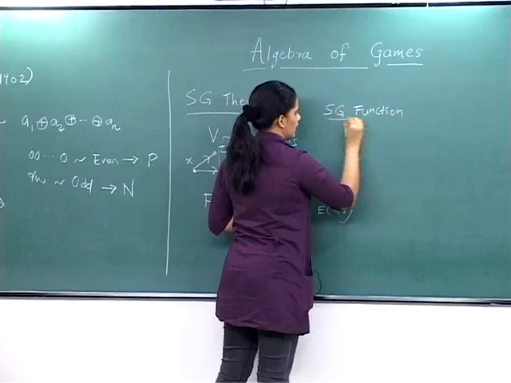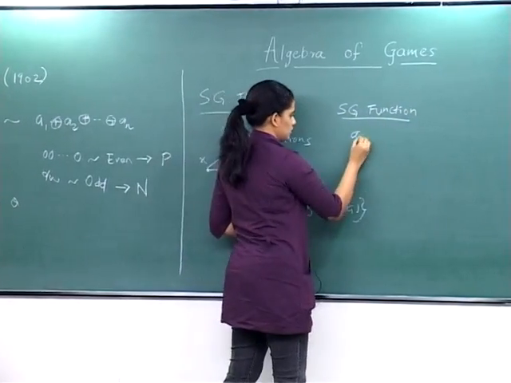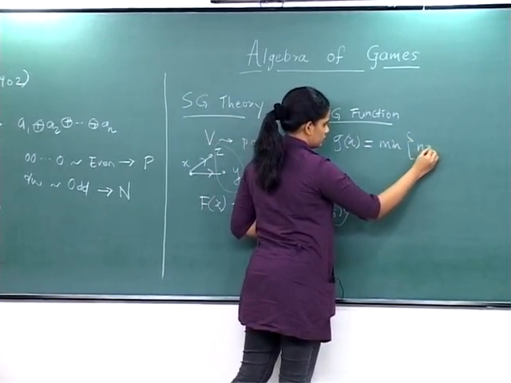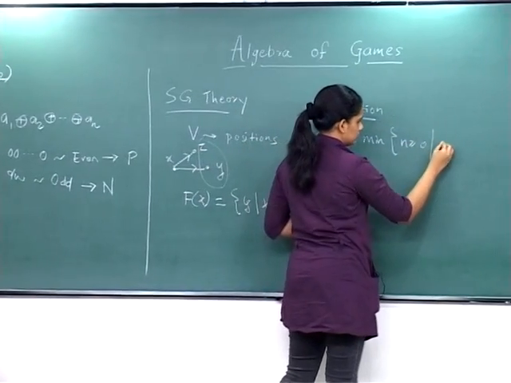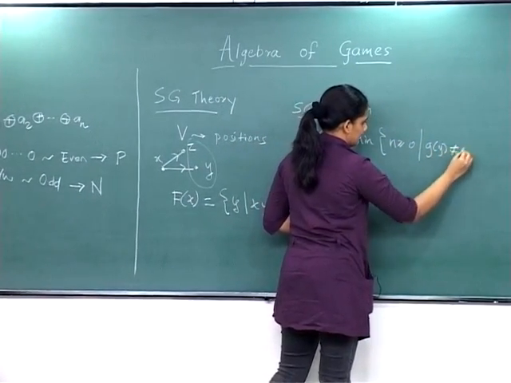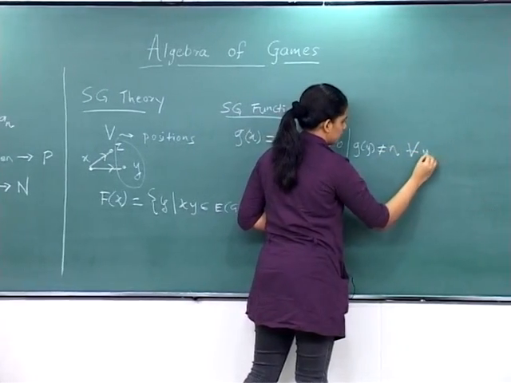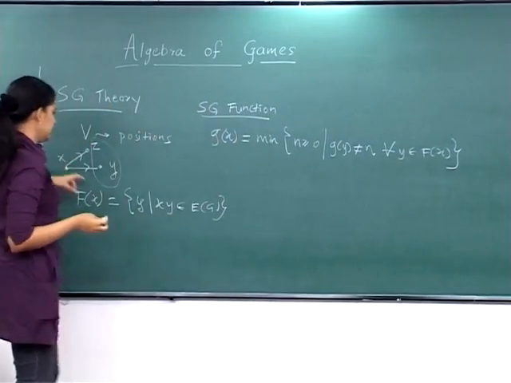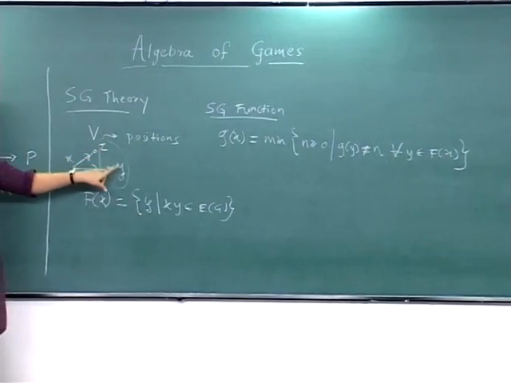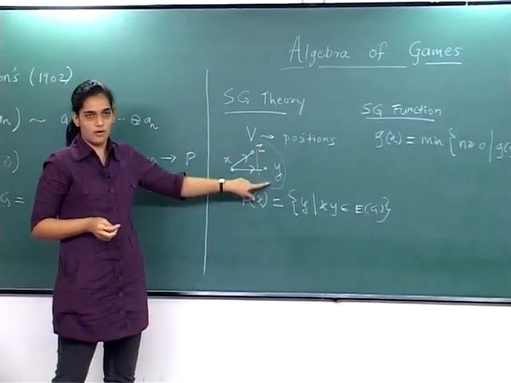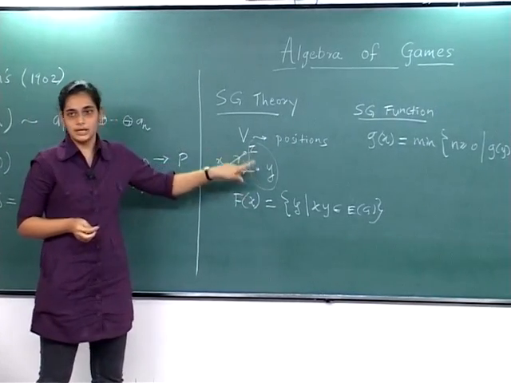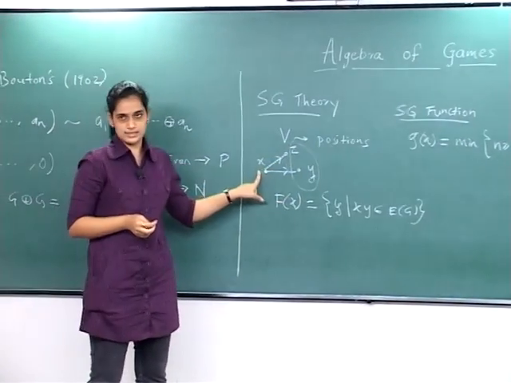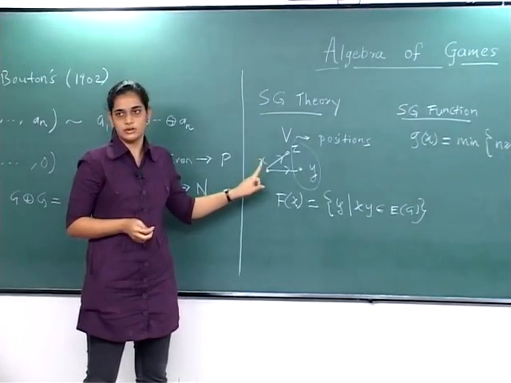So given a vertex in the graph, the Sprague-Grundy function of that vertex is the minimum positive integer n such that g of y is not equal to n for all y belonging to f of x. What this means is that I take x, I find the Sprague-Grundy function values of all its followers, and I take the minimum number which does not occur among all these function values, and I assign it to x. So that is my Sprague-Grundy function value of x.